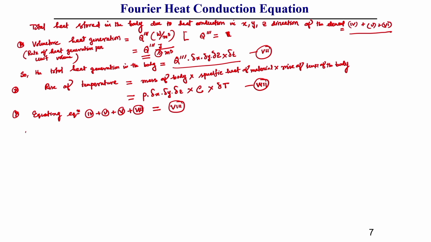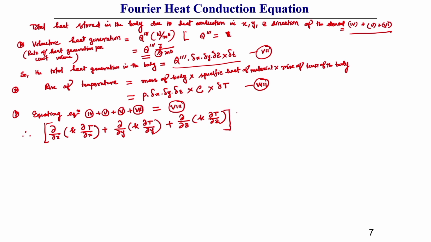What we will get, that I am going to write. This will give you an equation: del by del x of k del T by del x, plus del by del y of k del T by del y, plus del by del z of k del T by del z, over these three terms. There is a common term, that is generally del x, del y, del z into del t.